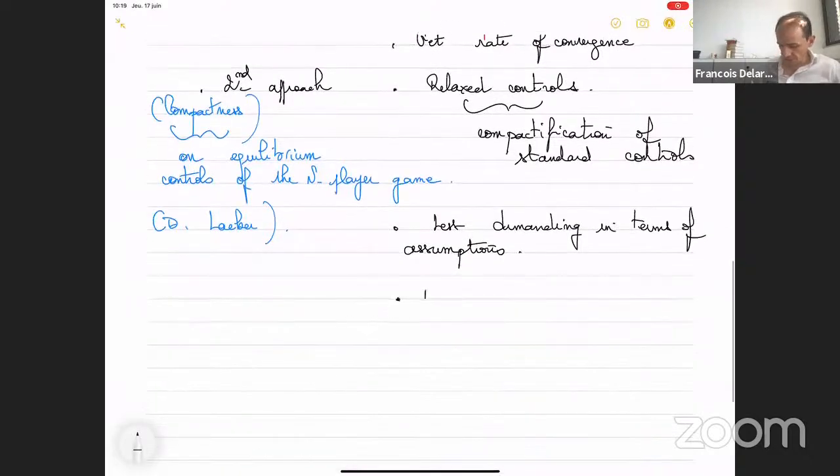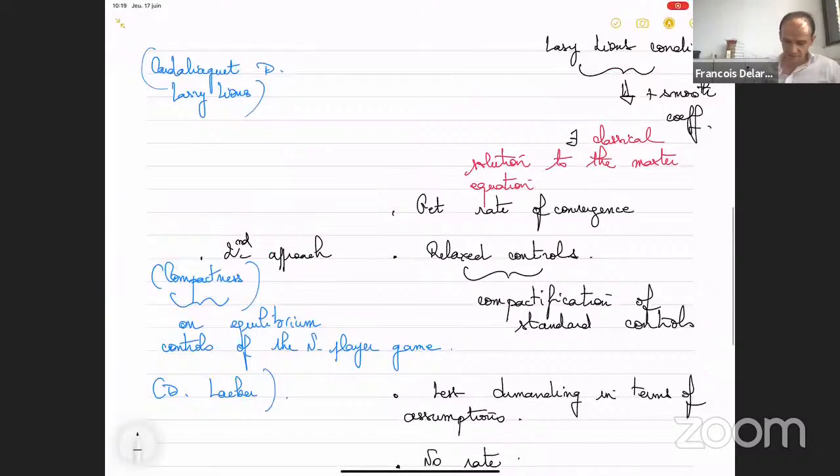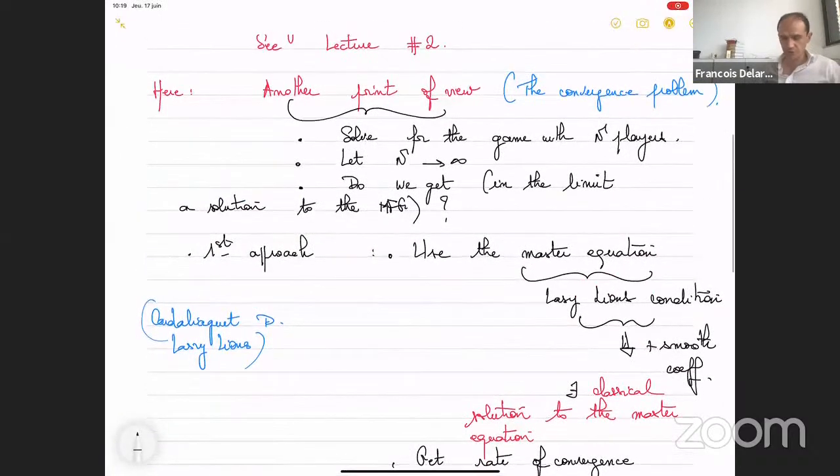So you could say that there is no right. Well, so today I'm going to speak about the first one, the first approach using the master equation. This is exactly in line with what we discussed yesterday.